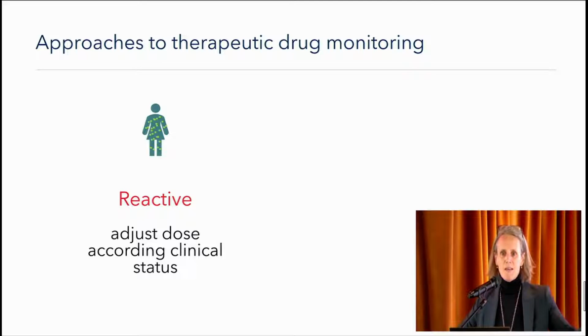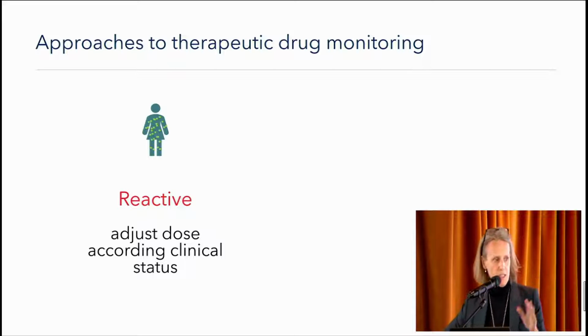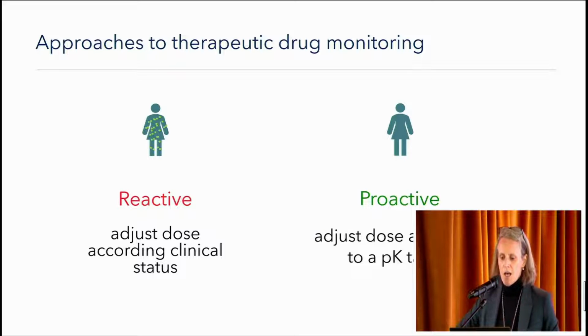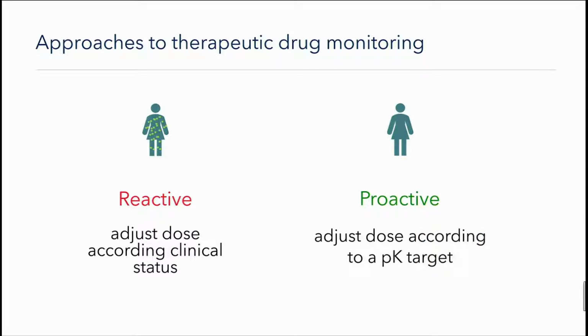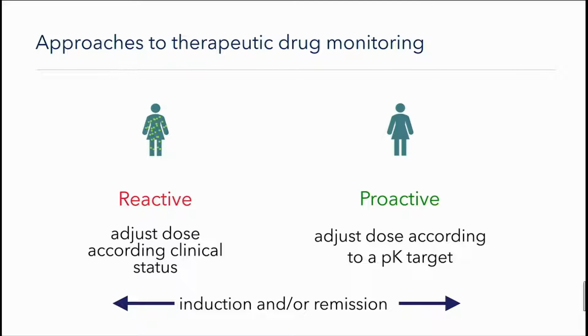Patients relapsing, you switch the drug. It's useful to know if they've got anti-drug antibodies or if they're not taking their drug. But if you look at the trials, in general, for reactive TDM, the data isn't so convincing. The idea of proactive therapeutic drug monitoring is going after a particular PK target, or it might be a PD biomarker if you have one. And in IBD, they combine the two, PK with fecal calprotectin, for example, to make the models even more accurate. And it can be done either in induction or remission.